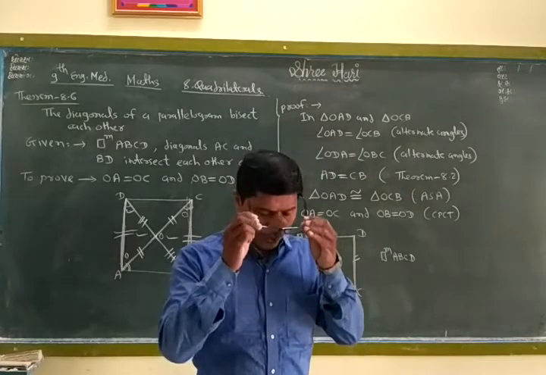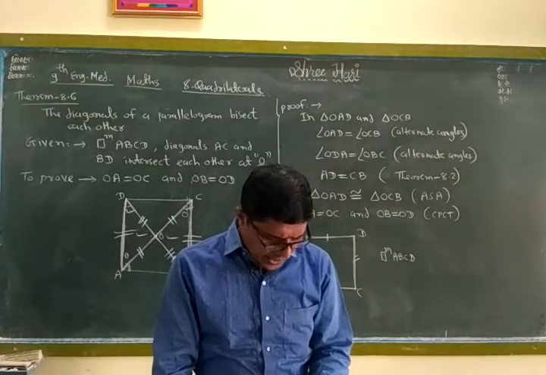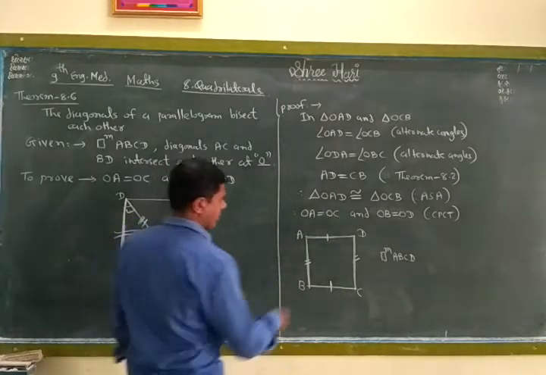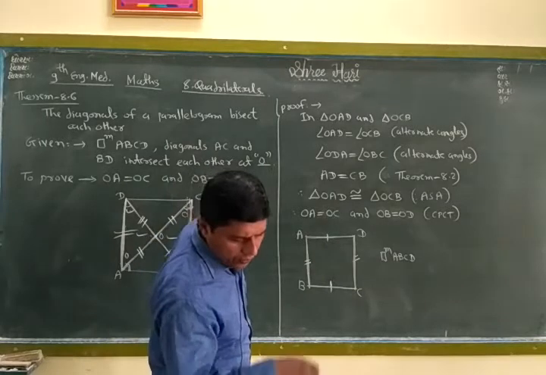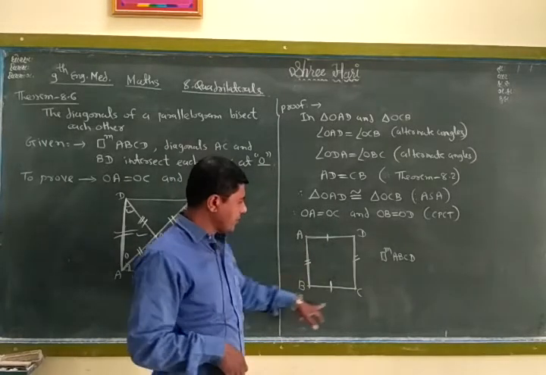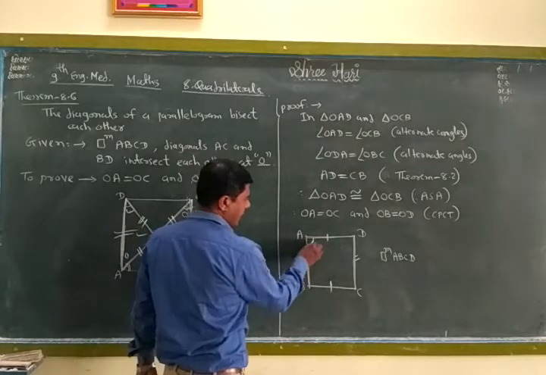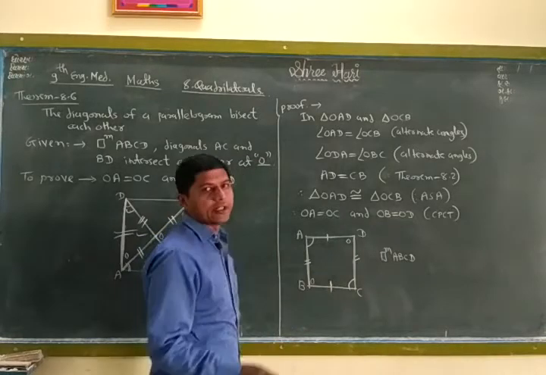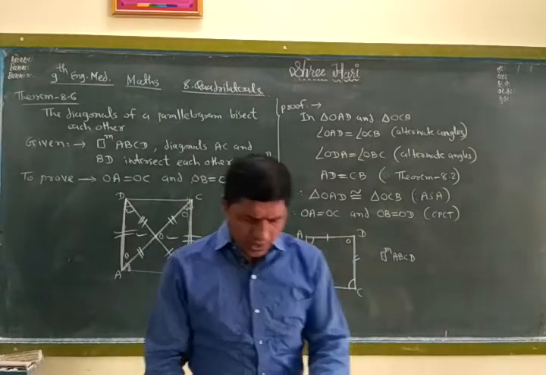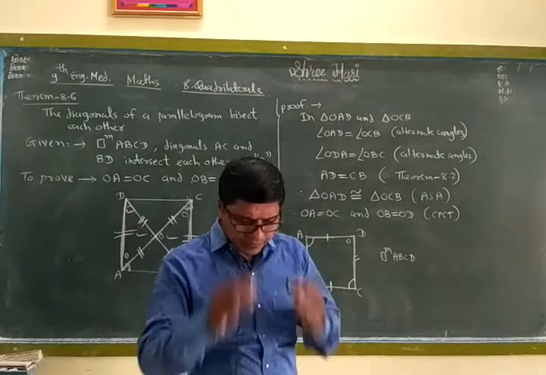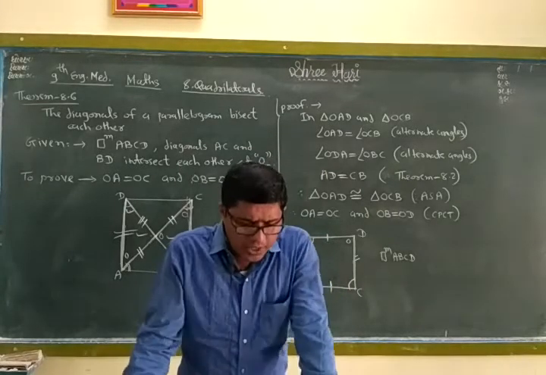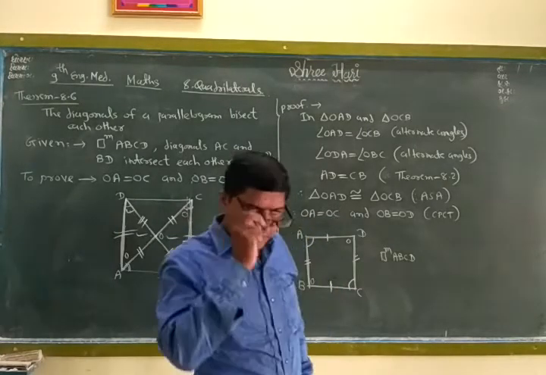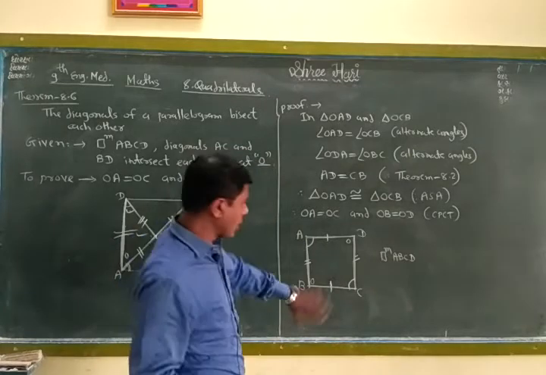Now 8.4, in a parallelogram opposite angles are equal. Here in this parallelogram ABCD, angle A is equal to angle C, angle D is equal to angle B, opposite angles are equal. Now 8.5, in a quadrilateral, if each pair of opposite angles is equal, then it is a parallelogram. It means here the converse. 8.4 का converse है.